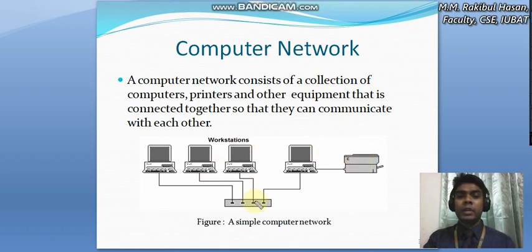And what is the main advantage of this network? As I already mentioned, within a very short time we can transmit data from one place to another place, from one device to another device. And second, we can utilize the resources. Suppose here we have one printer, we need not use four printers for four PCs. We are using only one printer, and by using this one printer we can perform our task from any of the PCs. So this is your computer network.